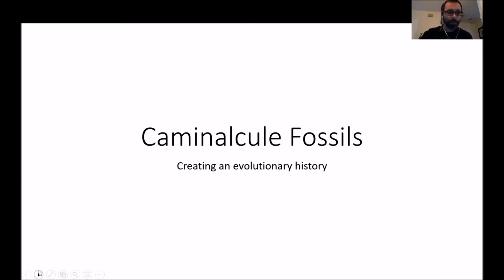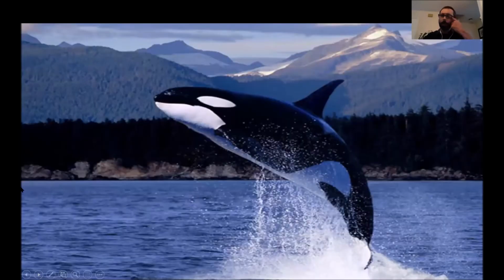So let's start with this thing. One of the things about the theory of natural selection is that it says that everything is related and has a common ancestor. So we should be able to take any organism and compare it to others to figure out how it fits in with the theory of evolution.